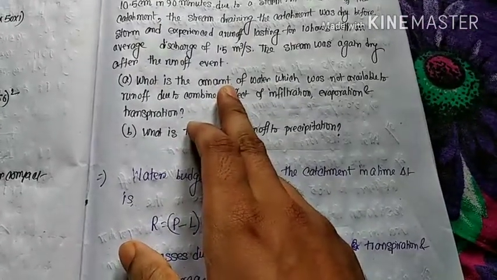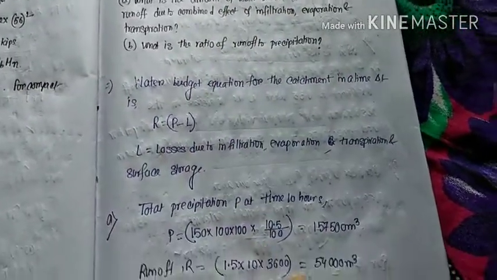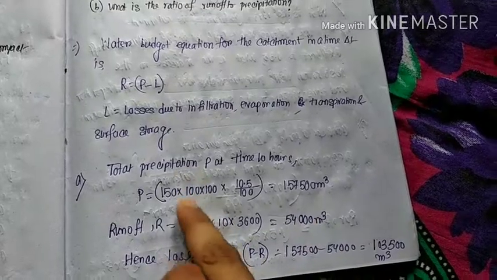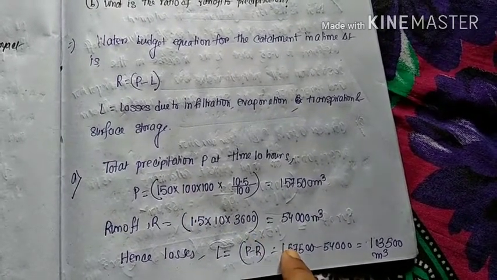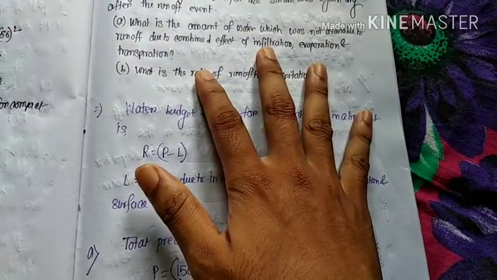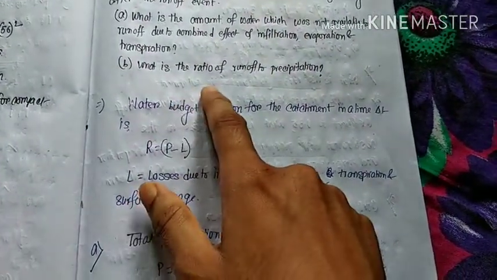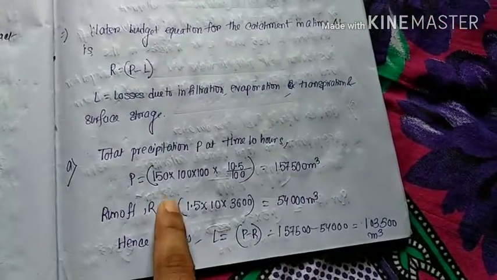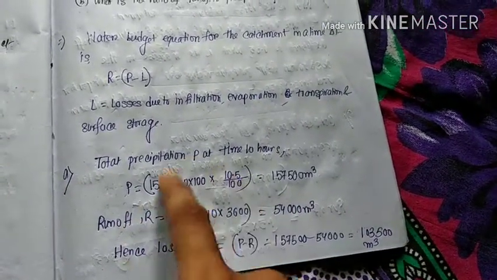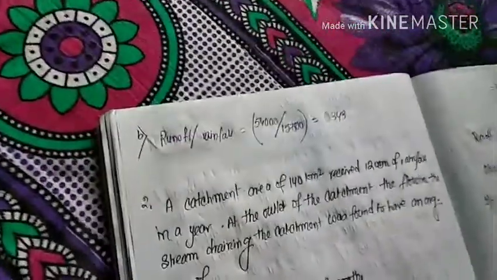precipitation. After that a runoff occurs with 1.5 meter cube per second discharge for 10 hours, right? If you multiply it with time, then you get the runoff. And now if we subtract the runoff from the precipitation, you get the loss due to infiltration, evaporation and transpiration. The first question is done. The second question is the ratio of runoff to precipitation. So here is the runoff, here is the precipitation. If you divide them, then you get the answer of the runoff to rainfall ratio.